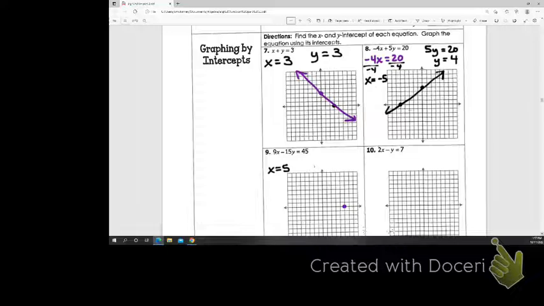And then for the y, I have 45 divided by negative 15. So the y would be negative 3. So on the y-axis, 1, 2, 3. And then I can line those up and extend.